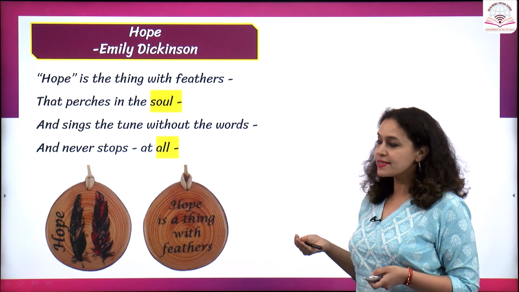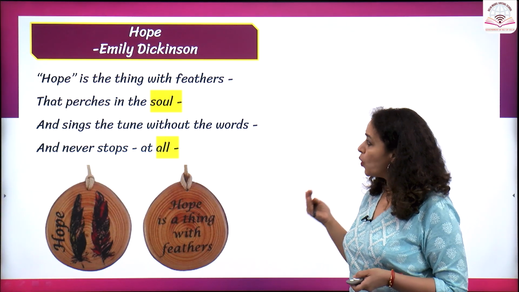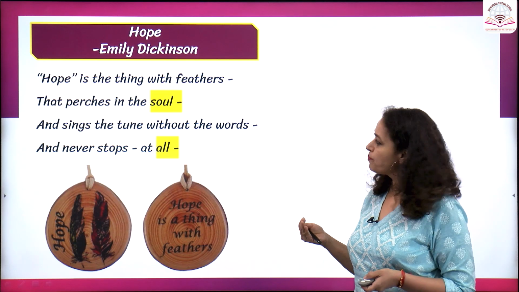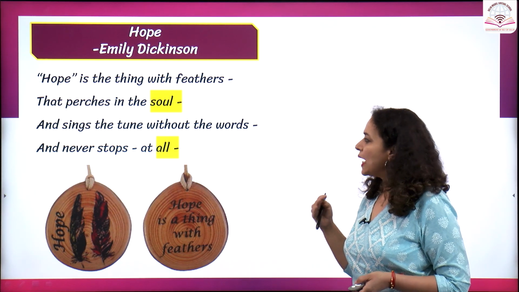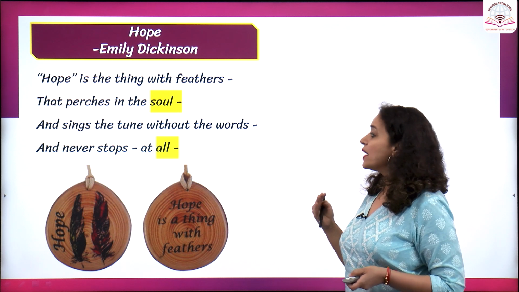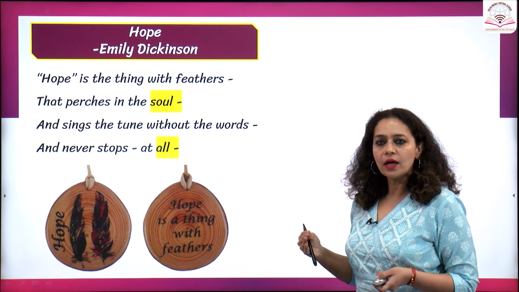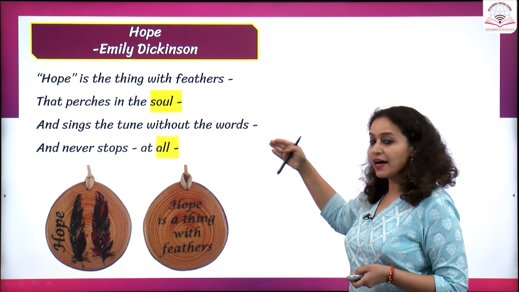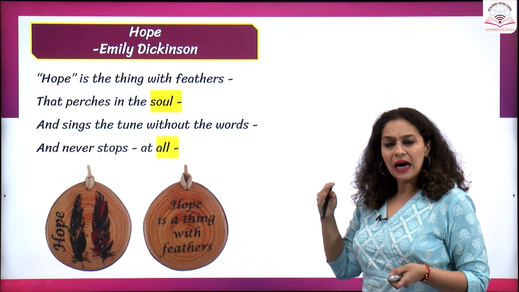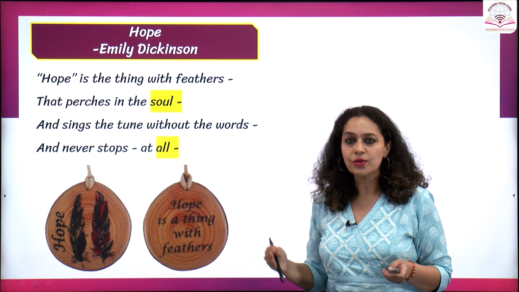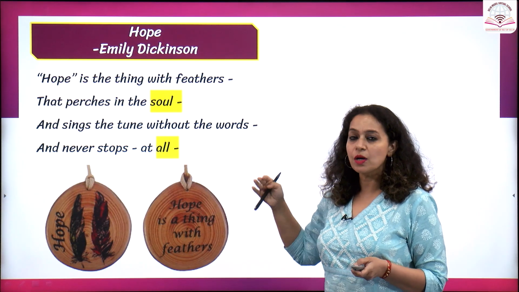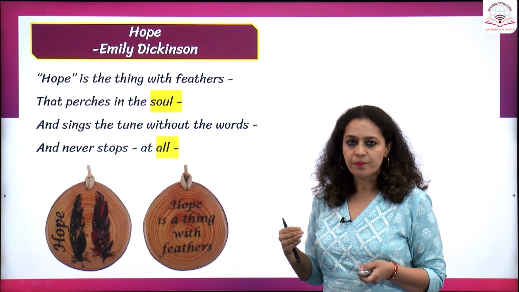So let's see this example. This is a poem, Hope by Emily Dickinson. Hope is the thing with feathers that perches in the soul and sings the tune without the words and never stops at all. We can see these words that are highlighted, soul and all, are somewhat rhyming, but they are vaguely similar in sound. So this is an example of slant rhyme.